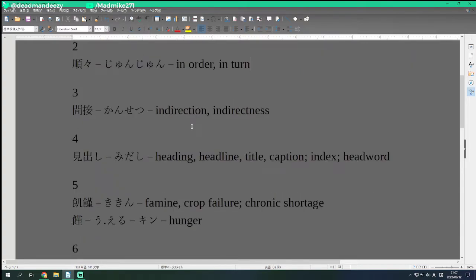Number 3 is kansetsu. Setsu is a connection, and kan on the left side means a space or a gap, meaning indirect or indirectness. There is a space between what you are trying to connect to and what you are actually doing. Kansetsu is indirection or indirectness.